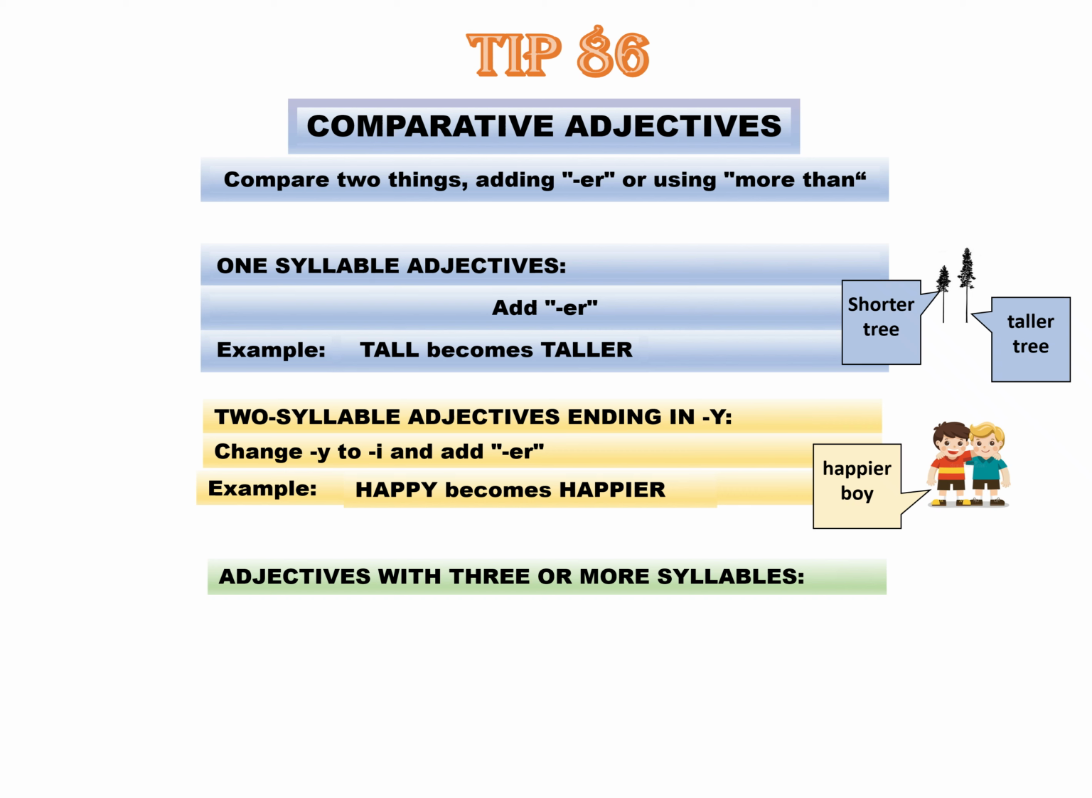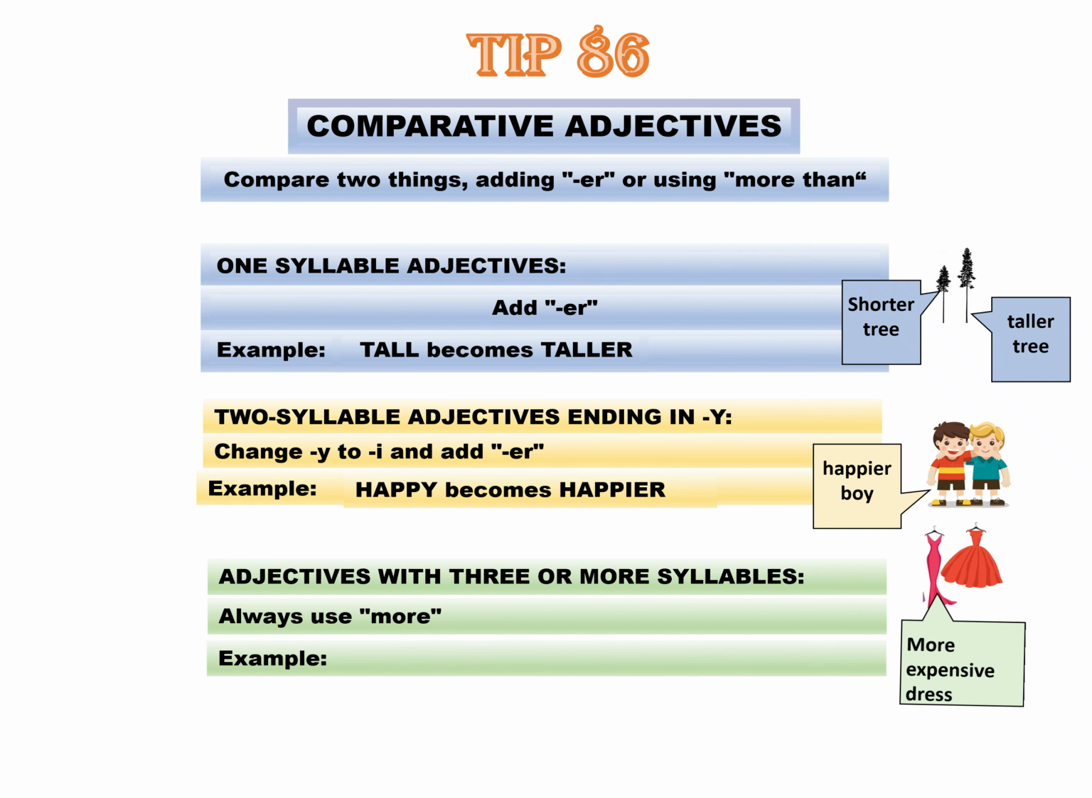Adjectives with three or more syllables: always use more. Example: expensive becomes more expensive. More expensive dress. Tip 86.